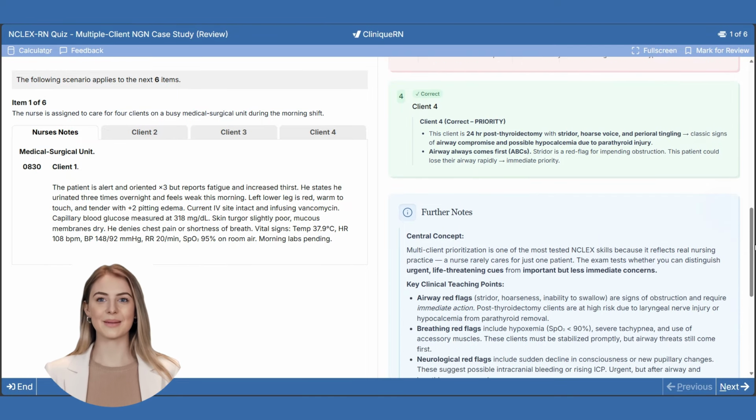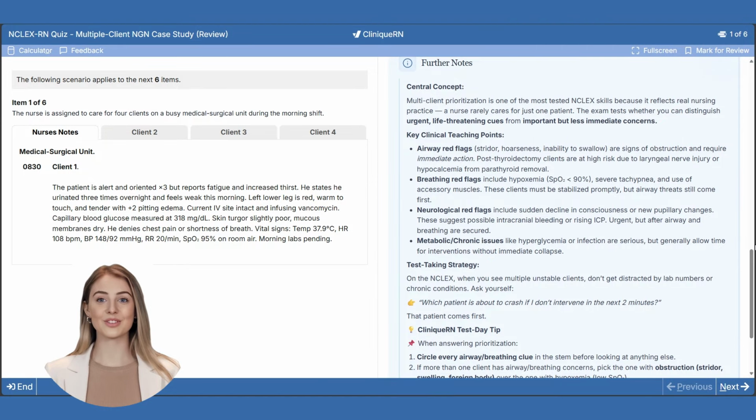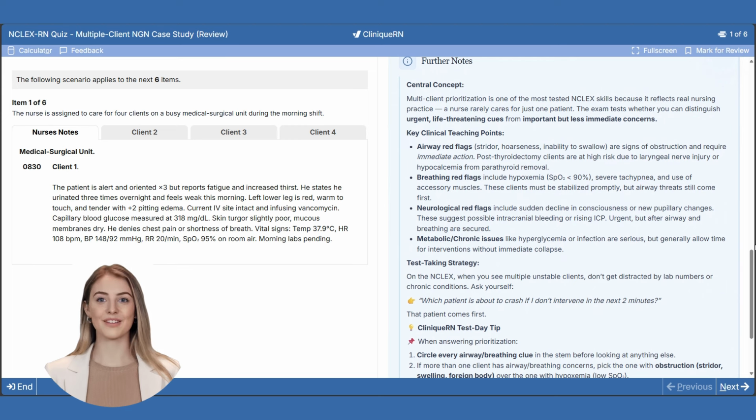Let's also look at some additional notes. Central concept: multi-client prioritization is one of the most tested NCLEX skills because it reflects real nursing practice. A nurse rarely cares for just one patient. The exam tests whether you can distinguish urgent, life-threatening cues from important but less immediate concerns.